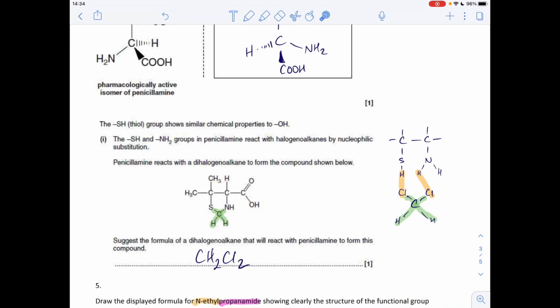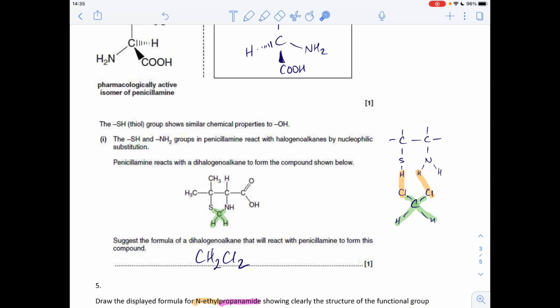Next part of the question, slightly tricky in the sense that we're being told some brand new information about a thiol group. It's not on the specification, so we've got to digest that information and then come up with an answer. So quite tricky because of that. So we're told that the SH and NH2 groups in penicillamine react with halogenoalkanes by nucleophilic substitution. So penicillamine reacts with a dihalogenoalkane to form the compound shown below.